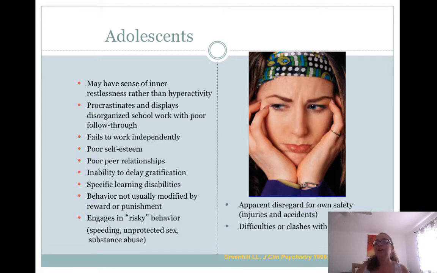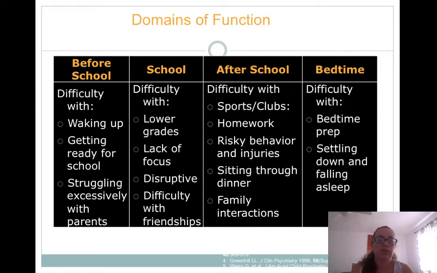But if you have ADHD, then that could push you in a direction where these things happen. So just because you speed, or you join a gang, or you get arrested, or you have disregard for your own safety, does not mean you have ADHD. It's simply a red flag for ADHD, if that makes sense. Hopefully it does. All right, domains of function.